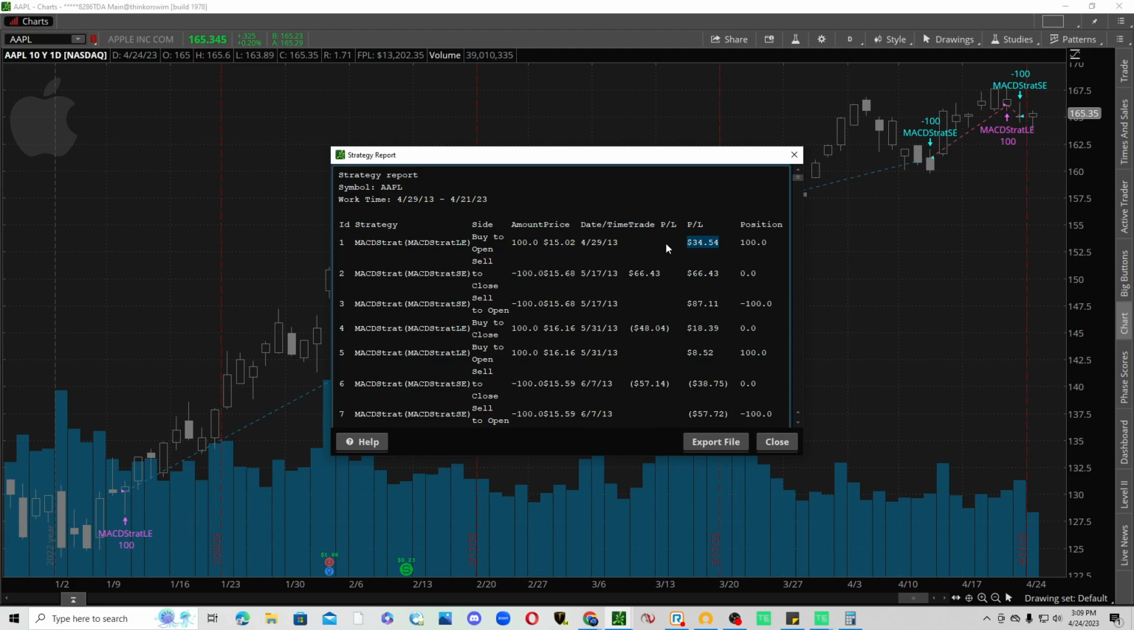So I note the P&L low for each trade, the profit and loss low, and the profit and loss high. Now, a lot of us honestly don't want to do this type of work, and I get it.